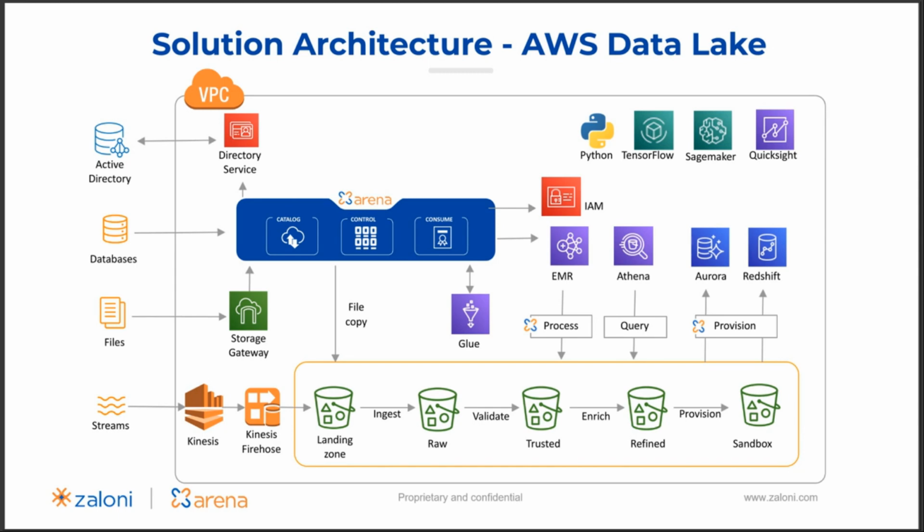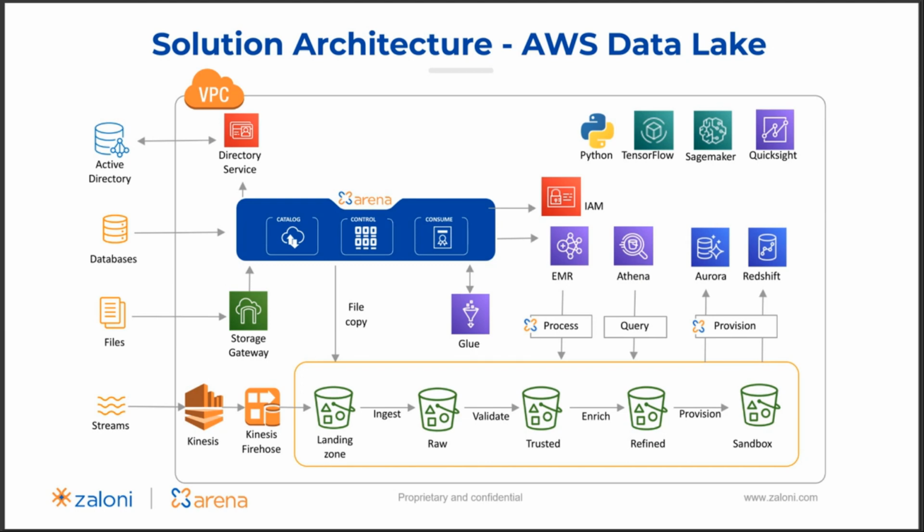And then being able to use things like EMR and Athena to process and query data, being able to serve data into Aurora or Redshift so that you have various applications that can use this data, and then being able to use various AI/ML services or Python or other BI tools to access that data through these different query engines, which is stored in your S3 bucket. So this is a high-level architecture of how we think about our deployment in an AWS type setting.